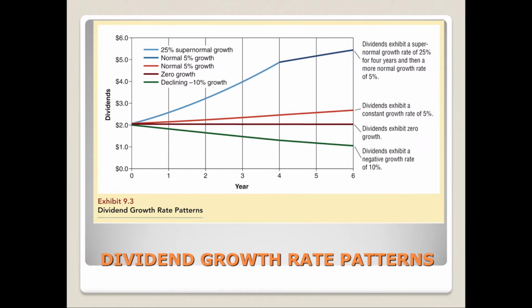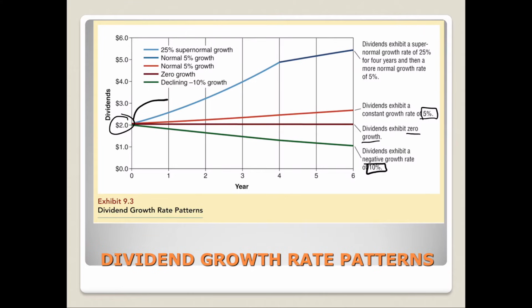So this is just a visual of what we've been doing previously. We have our three growth assumptions here. The middle line is the zero growth, the one that we treat like a perpetuity. So in this example, the dividends would stay at $2. Then we did constant growth: we have a constant positive growth rate, and we have a constant negative growth rate. And what we're doing now is the top line here, which is the non-constant or the supernormal growth.